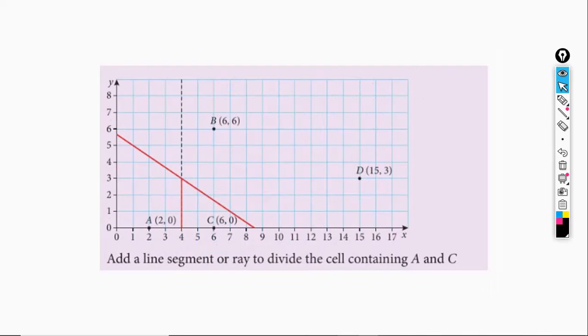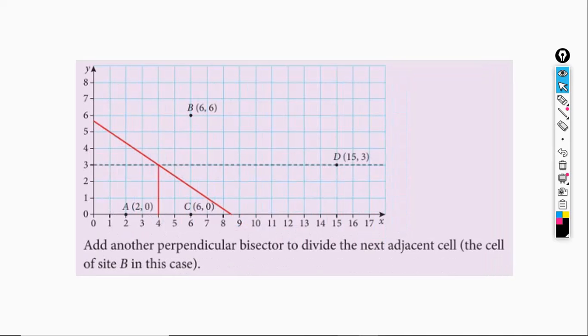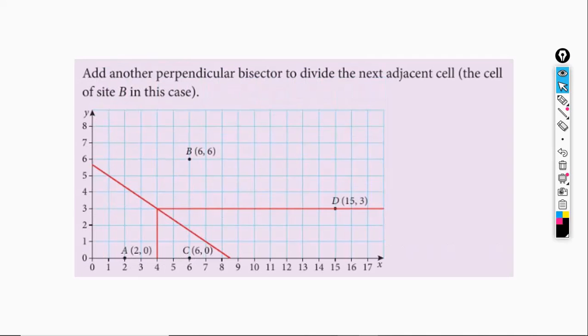Now, we should build another perpendicular bisector between C and B. And this is what you get. So that's a perpendicular bisector between C and B. It happens to go through point D, but that's just a coincidence. As we do this, we have to get rid of any part of the perpendicular bisector that is not necessary, right? And also we have to draw the red line, and this is what we get.